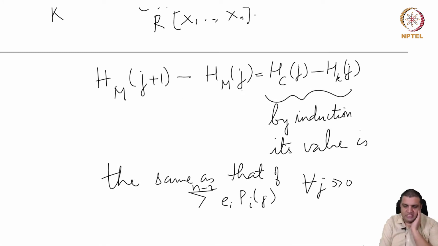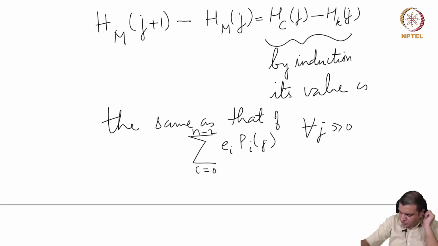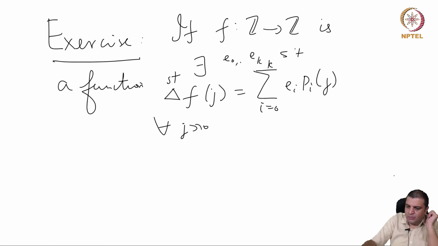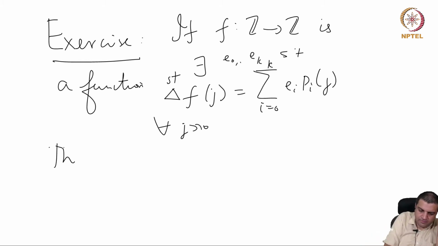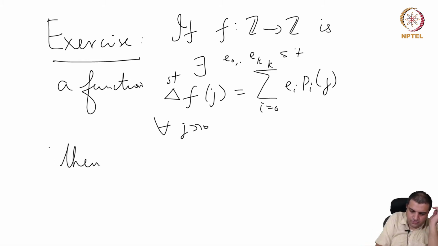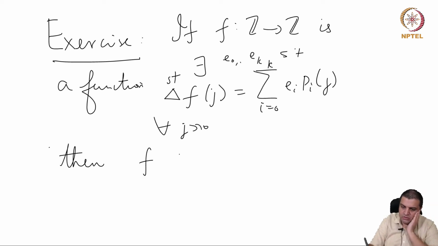To finish the proof, one way would be to prove that if the first difference satisfies this property, then the function also satisfies that property. That will be an exercise. It will be done in a way similar to how the lemma was proved, and I will outline the steps. Then f is also of that form.